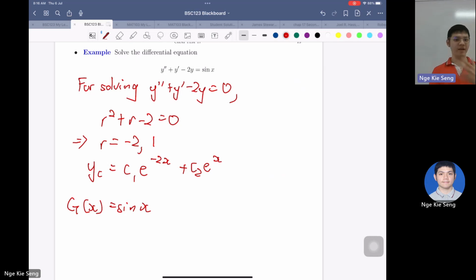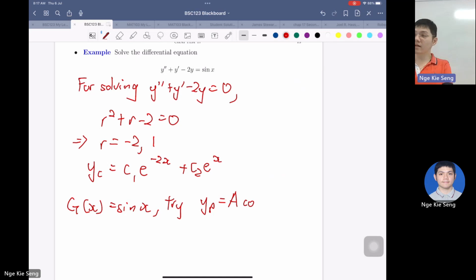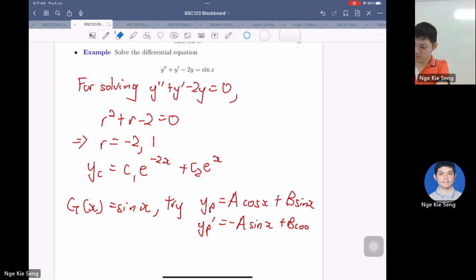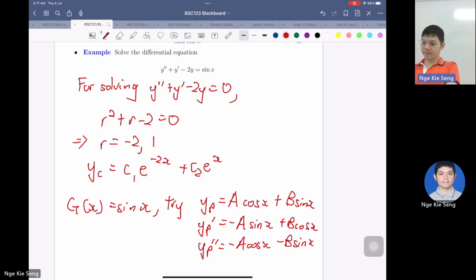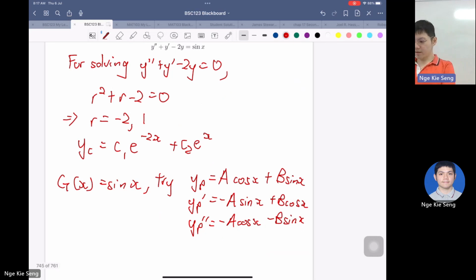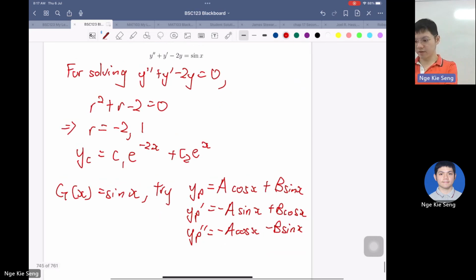So we need to take both because we don't know what to decide yet. We try both, so we set y as a cos x plus b sine x, then differentiate and plug into our differential equation. We substitute all these values into our original differential equation.